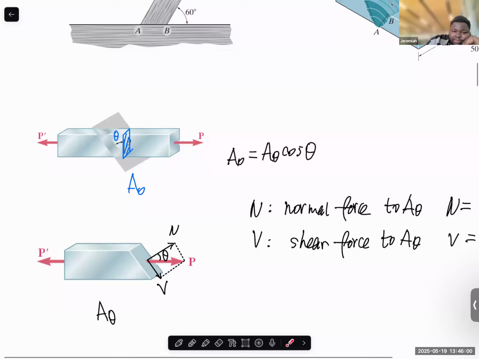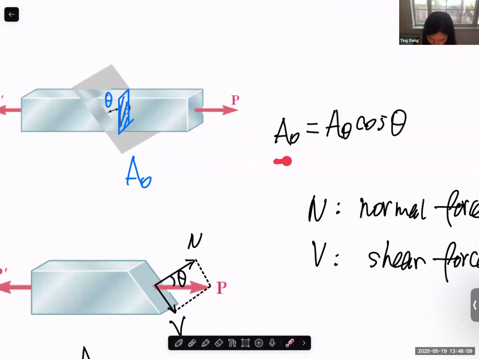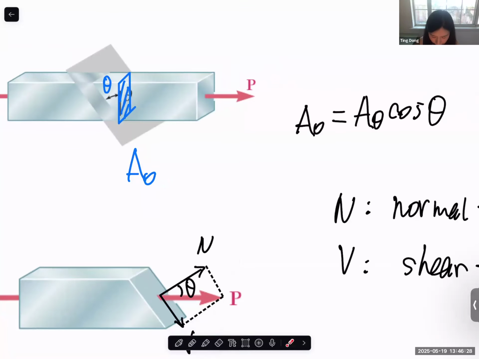Sorry? Can you repeat that last statement? It's a relation between these two? Yes. Oh, okay, I get it now. So the cross-section area, which is the area perpendicular to the actual direction, we put as A naught. And the inclined area, we use A theta. And the relation between these two is that A naught is equal to A theta times cosine theta.